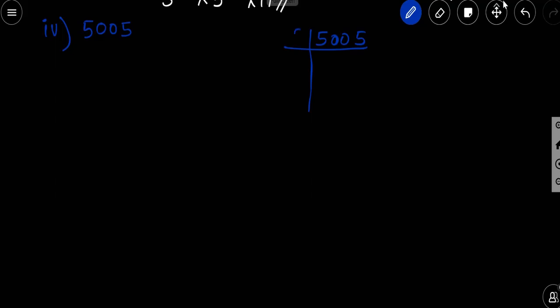So 5 ones are 5, okay, 0. I'll take this 0 down. So again 5 ones are 5. So again, is it divisible by 5? No, it is not divisible by 5.